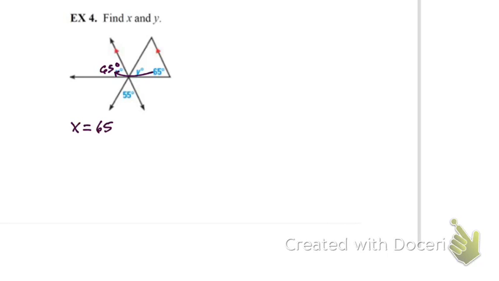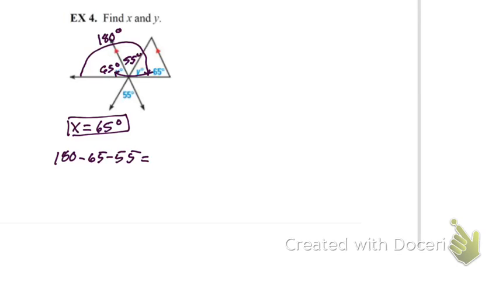X equals 65 degrees. And the 55 degrees is a vertical angle, so that's 55 degrees. Then you add them all together, and they should be 180. So y equals 180 minus 65 minus 55. What does that come out to? 60. So y equals 60 degrees.